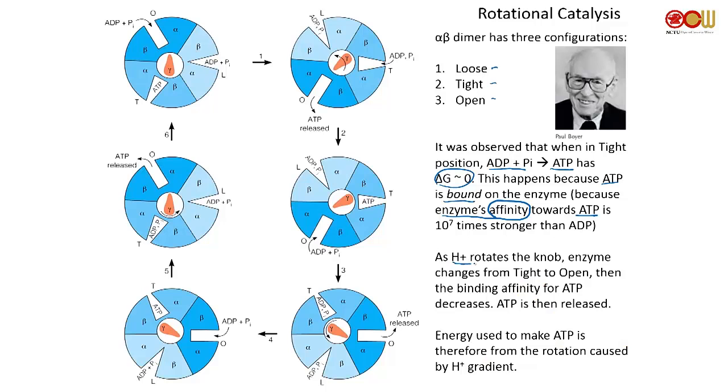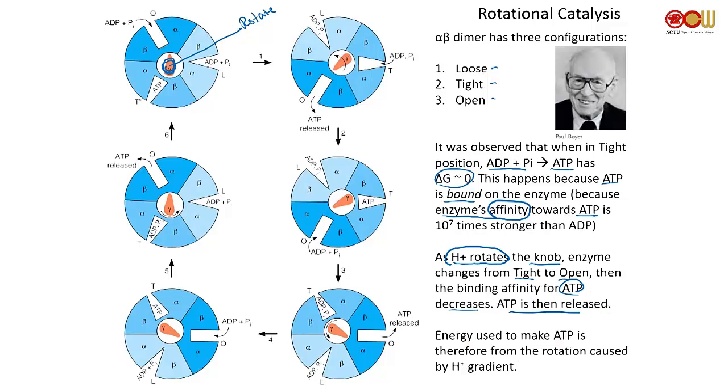Now, as the hydrogen, the H plus, the proton, rotates the knob, the enzyme will change conformation from tight to open, then the binding affinity for ATP will decrease, and then ATP can release. So it works like this. The gamma position, this thing, is going to rotate together with the thing in the bottom, and as it rotates, the alpha beta dimer changes conformation.